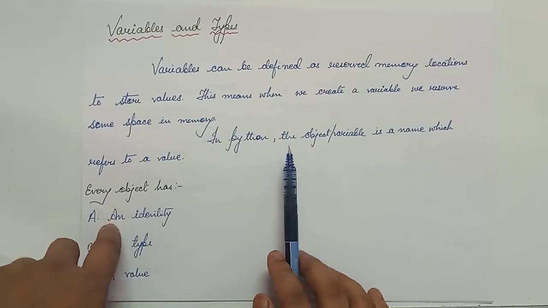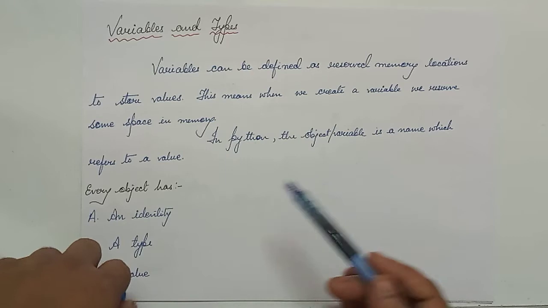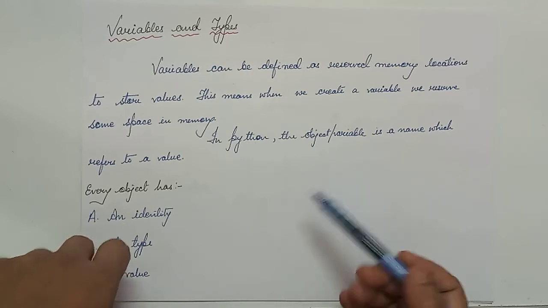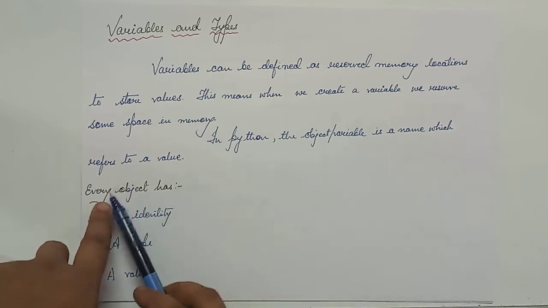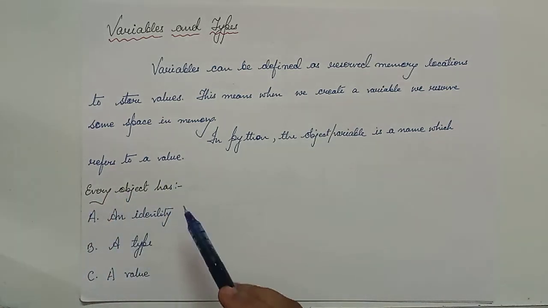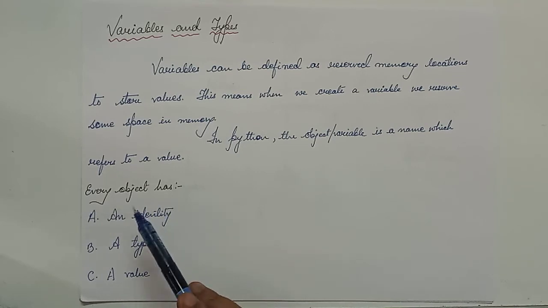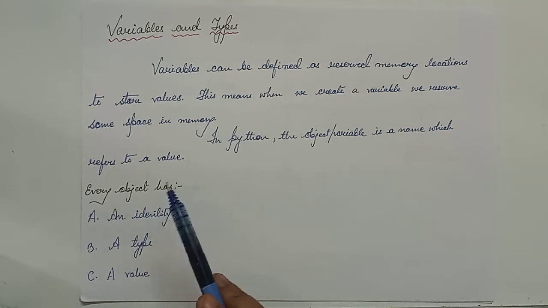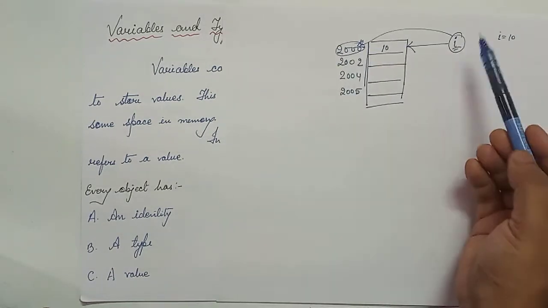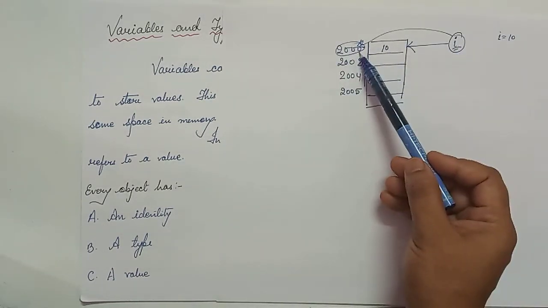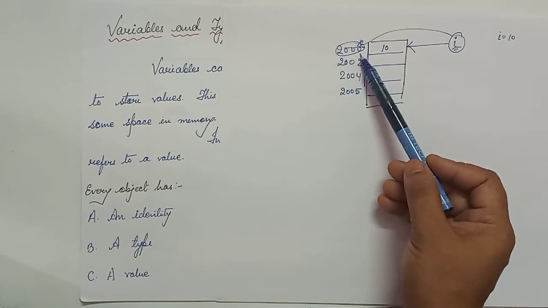Now in Python, variables and objects: actual variables are termed as objects only. The object variable is a name which refers to a value. Every object over here, don't get confused, object means variable only, has three attributes. The first is the identity, the second is the type, and the third is the value. Now what is the identity? Basically identity is referring to the memory address of the variable.